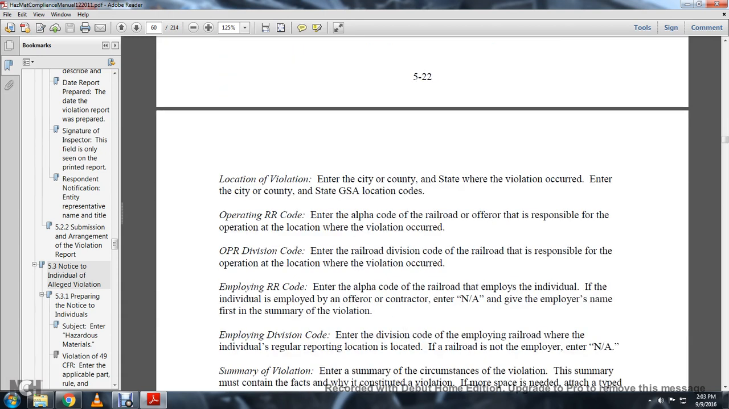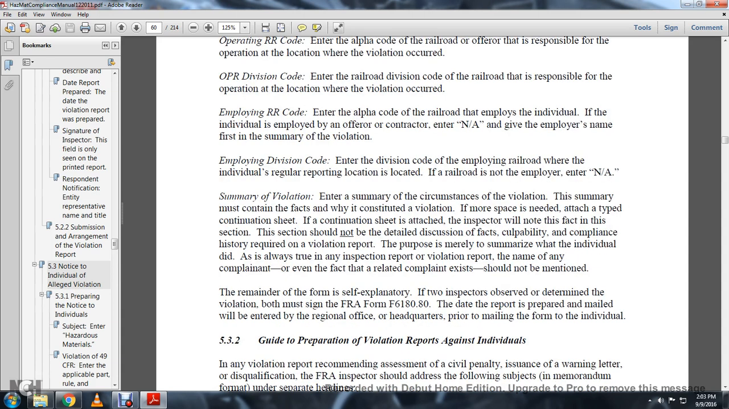Location of violation: enter the city, county, and state where the violation occurred. Enter the city, county, and state with the GSA location. Operating railroad code: enter the alphabetic code of the railroad officer responsible for the operation at the location where the violation occurred. Operating practice division code: the division code of the railroad responsible for operating the location of the violation. Employing railroad code: the alpha code of the railroad employing the individual, or, if employed by a contractor, the employer's name.